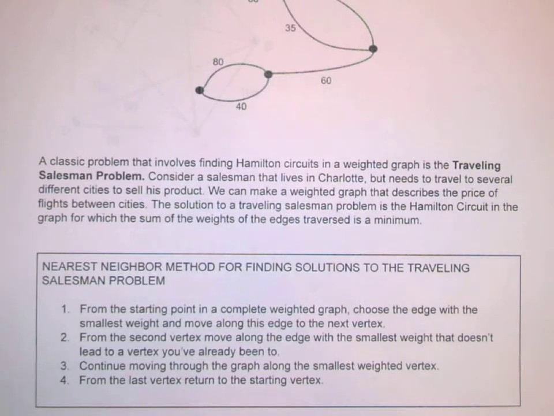That's just too much. So the way the nearest neighbor method works to approximate a solution, you find your starting point on the graph, and then you choose the edge with the smallest weight and go along that edge to the next vertex. And then you look at where you need to go. You're not going to go back to a city that you've been before, so you'll take the smallest edge, or the edge with the smallest weight that doesn't lead back to a vertex you've already been to. Then you just continue moving through the graph in this manner, and then when you've been to every single vertex, go back to the starting vertex however you can.